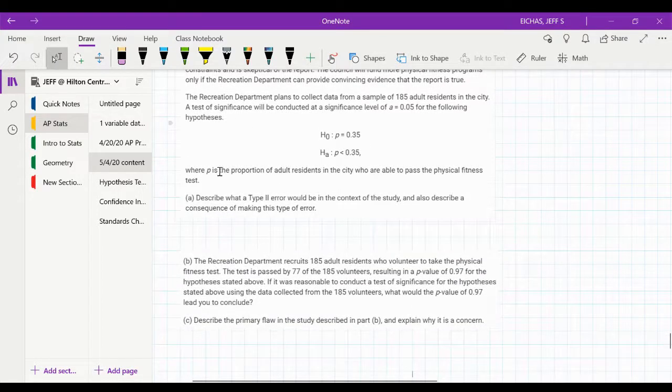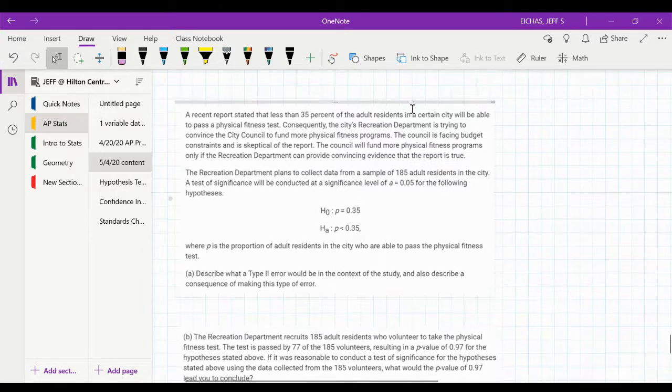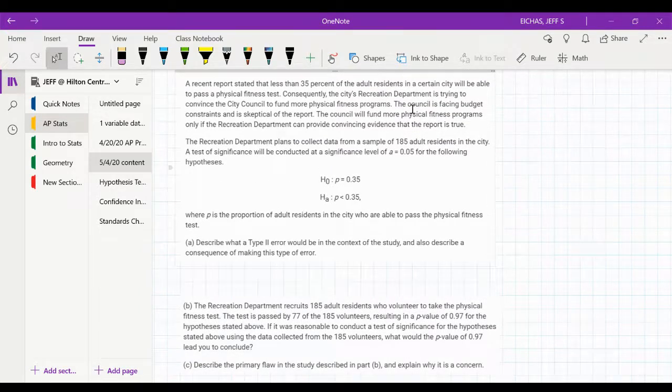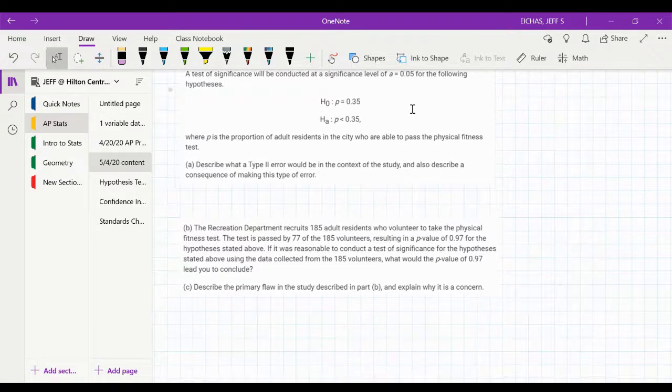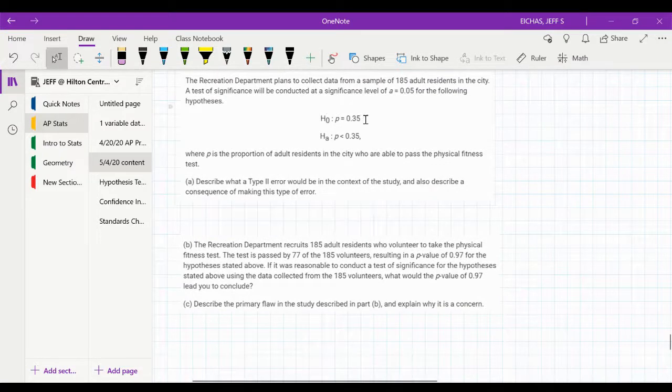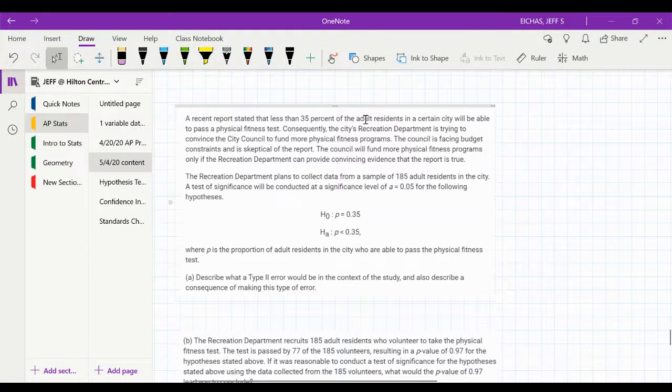So P is the proportion of adult residents in the city who are able to pass the physical fitness test. And they want a significance level of 5%. Before the city council would make any changes and put any money towards a program, there would have to be convincing evidence that this program is better than what they've got in place. So as far as the decision goes, our null hypothesis is to not do anything, to stay status quo. There really doesn't need to be any new physical fitness programs.